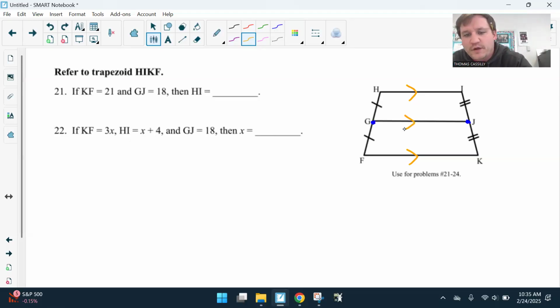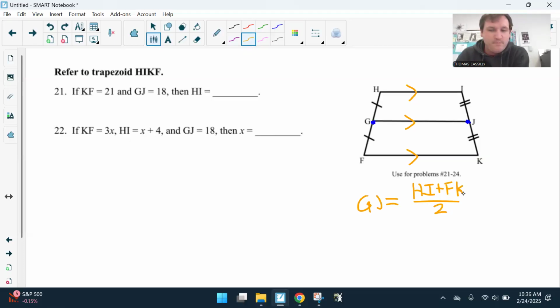And we also know that GJ is equal to HI plus FK divided by 2. The top plus the bottom divided by 2 gives you that middle piece. So that's something that you're going to have to remember. That's not a formula that, well, do I give you that one? I don't think I give you that one. Maybe I do. I can't remember. Don't bank on it.